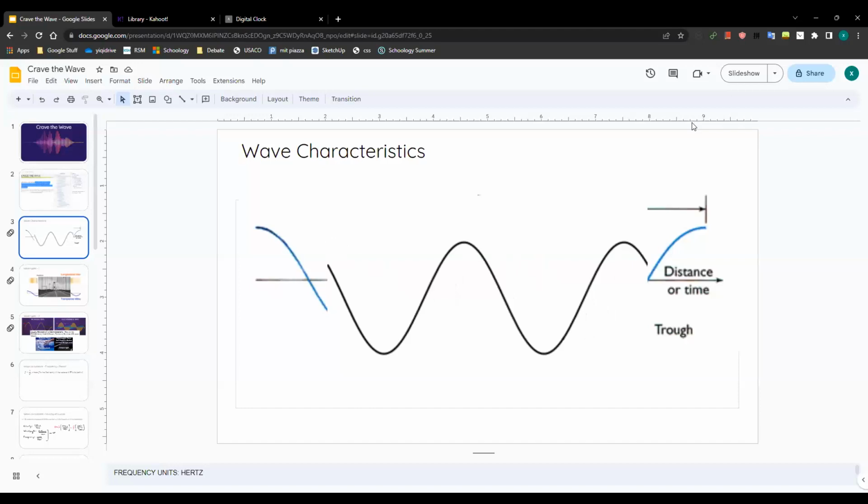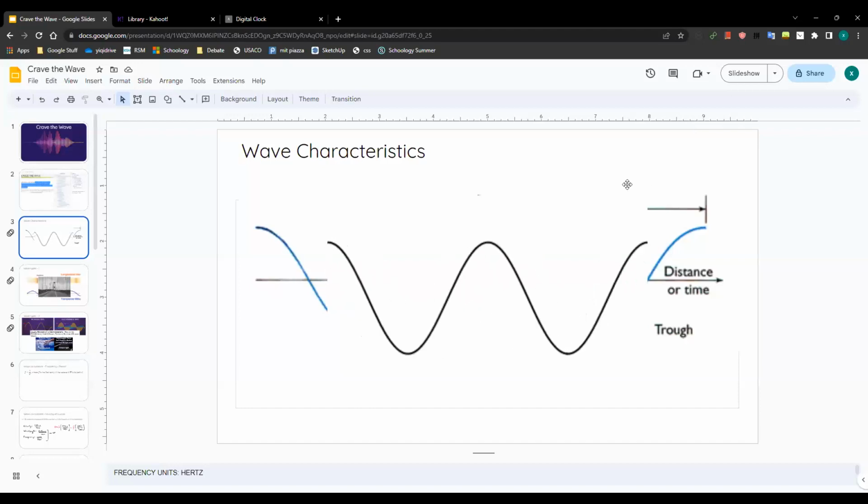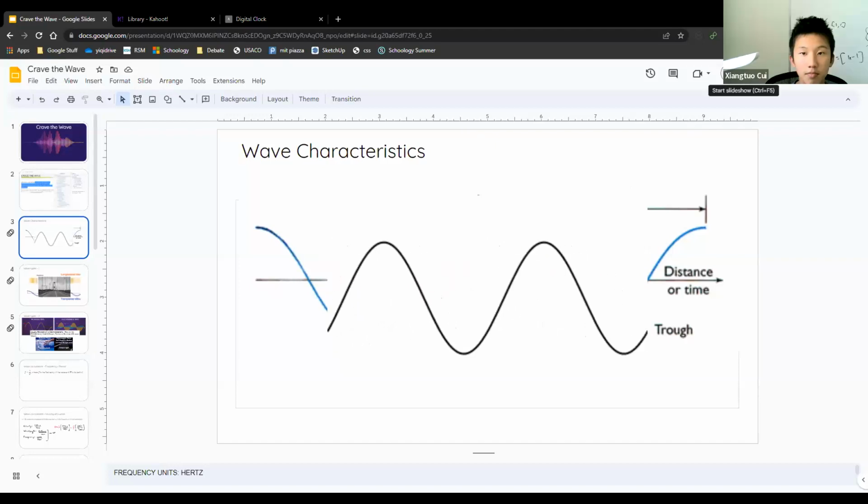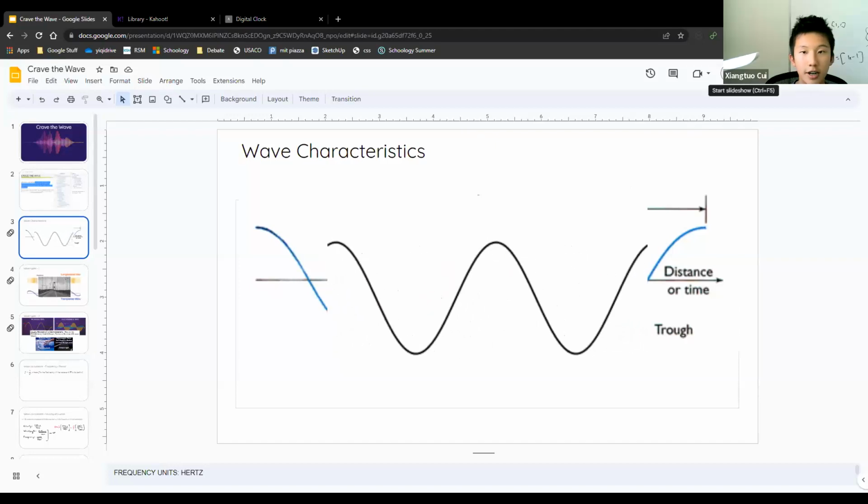Can everyone see my screen? Not yet, but we can see you now. We can. Okay, that's great. All right, we can start now.